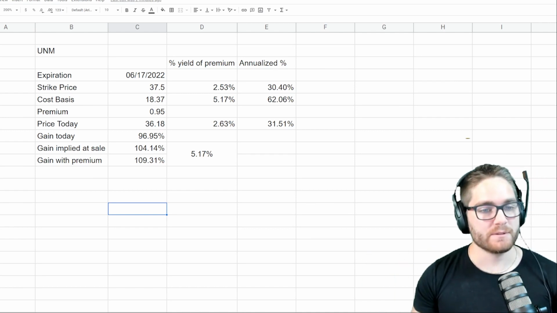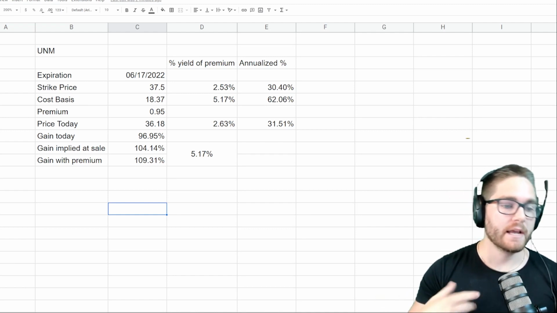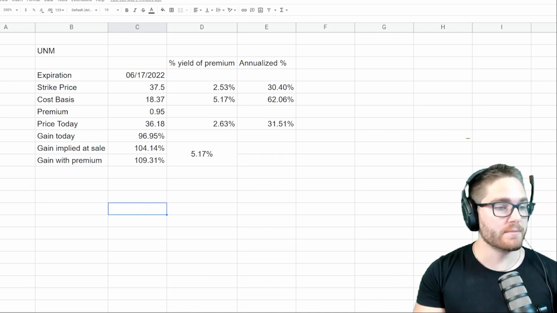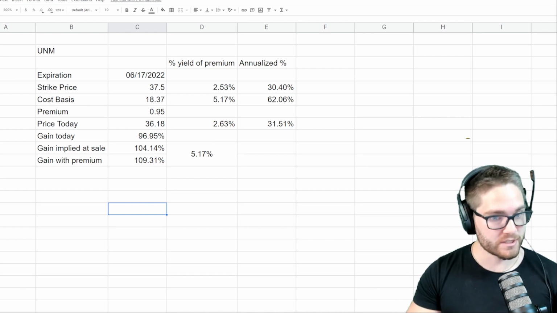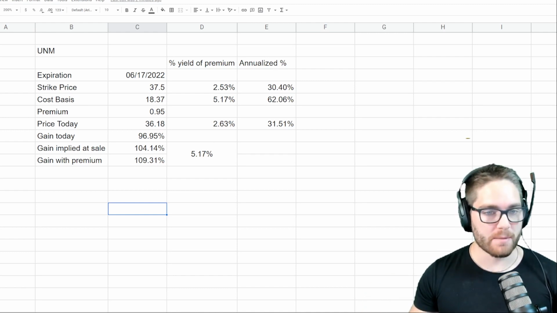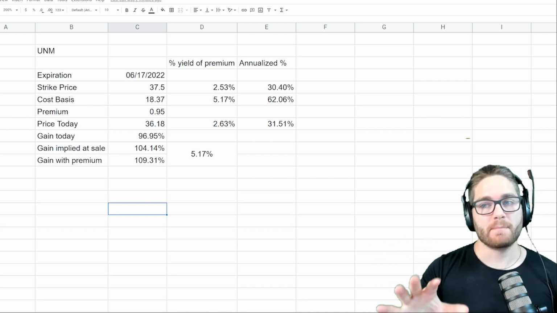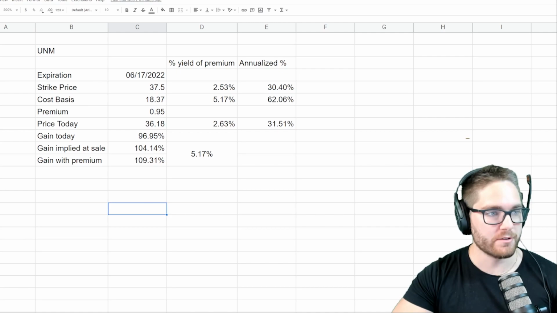Or if I don't keep the position and I do sell, I am selling at a significant gain at that point. And then the gain when including the premium is 109.31%. So an additional 5.17% with this premium here today. Now here's where the thought process continues. So the stock is up about 4-ish%, and I'll actually show that to you here.